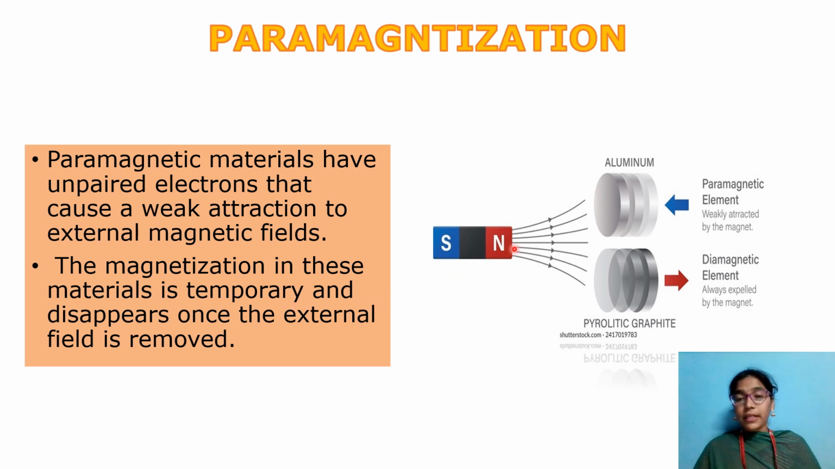Here we can see this is a magnet, with South Pole and North Pole. This is the aluminium and this is the pyrolytic graphite. This refers to the paramagnetic element, aluminium, which is weakly attracted by the magnet. This is the diamagnetic element, always expelled by the magnet. The aluminium is weakly attracted by the magnet, so it is known as paramagnetization.